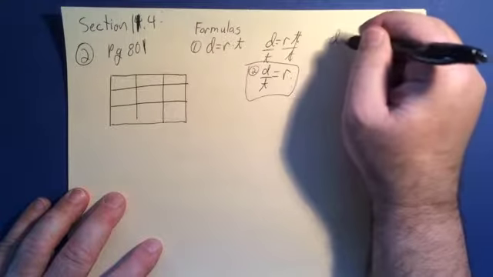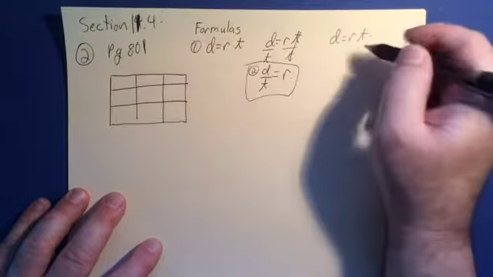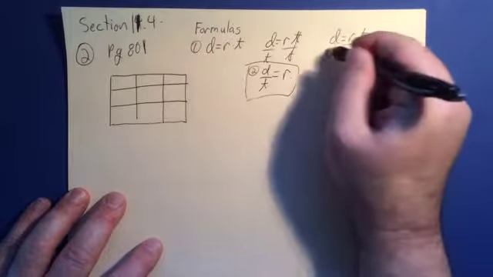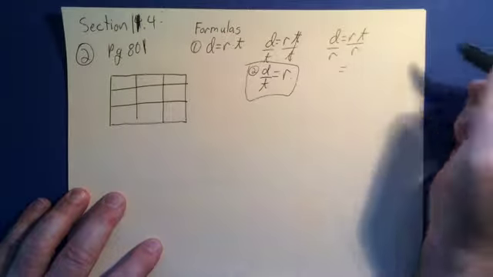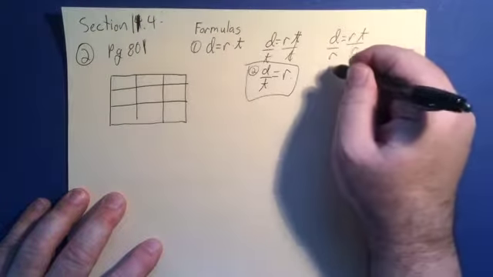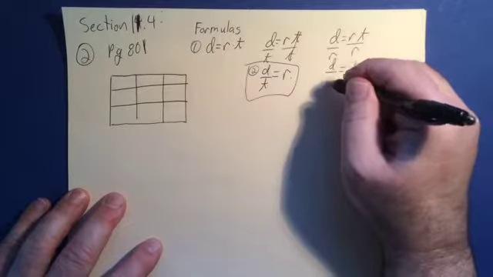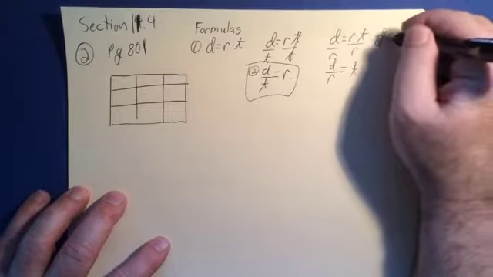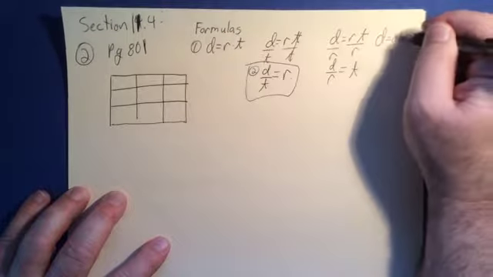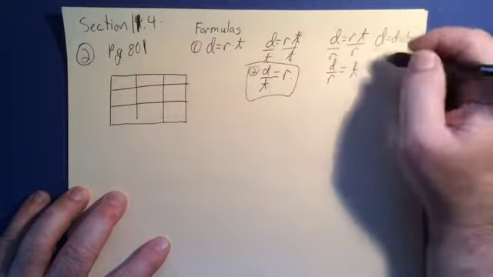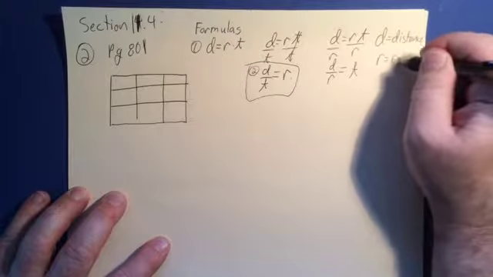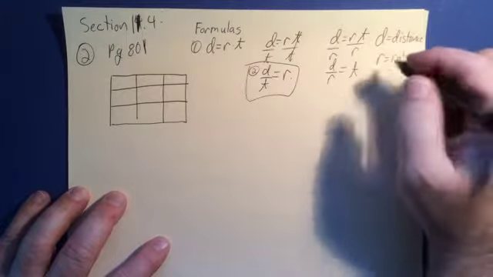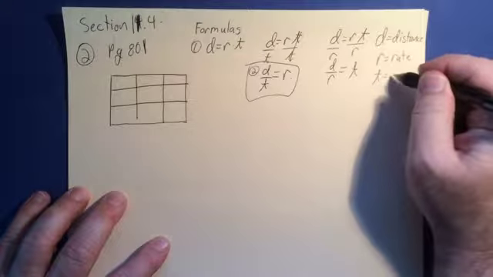If I take the same formula, and this time I divide by r instead, I now have the formula t is equal to d over r. And in this formula, let's define what these variables are. D is equal to distance. R is equal to the rate, or speed, or velocity, whatever you want to call it. And t is going to be time.